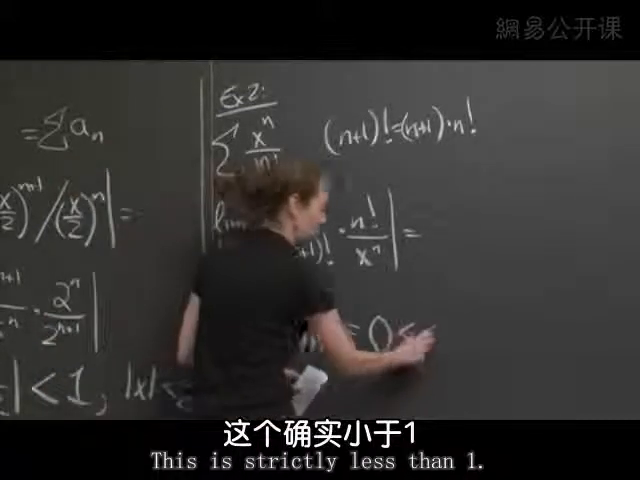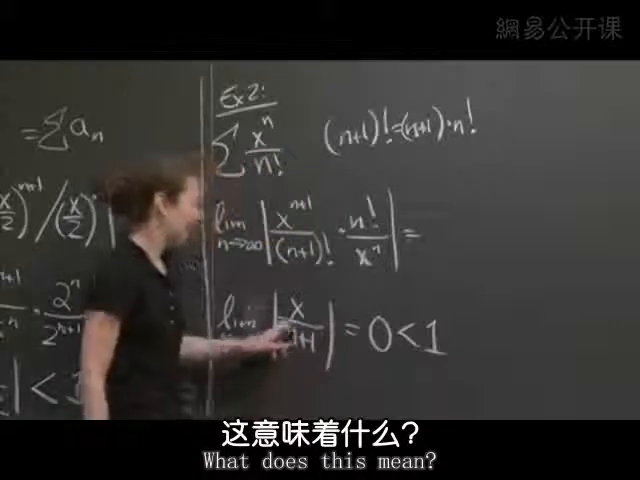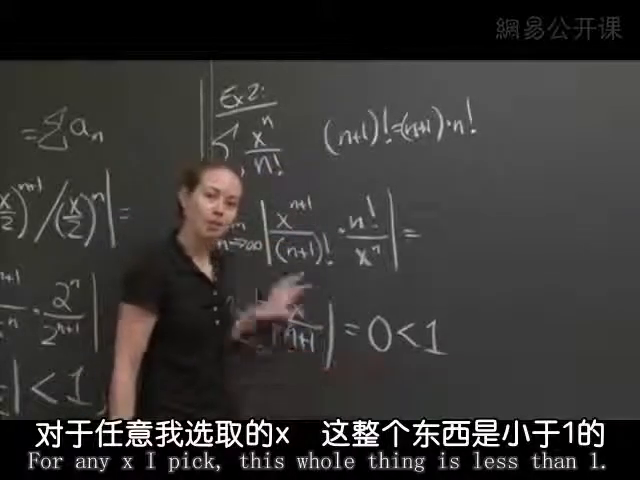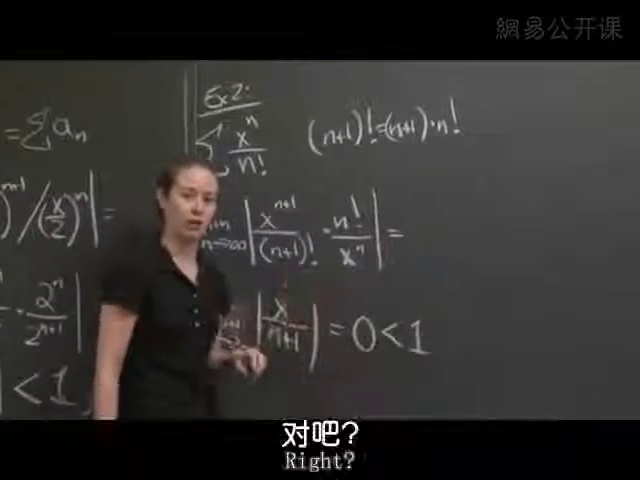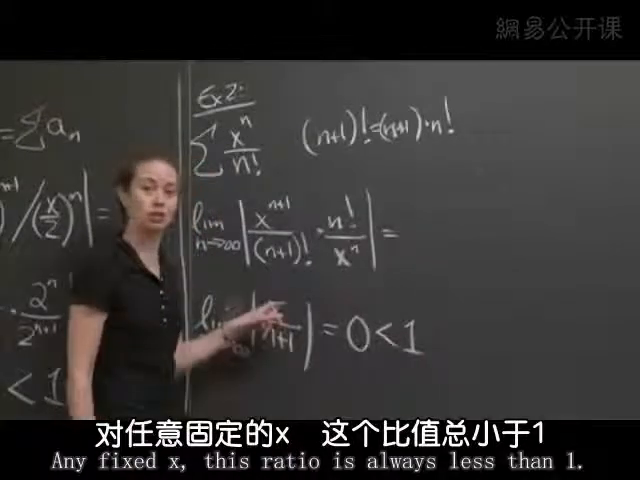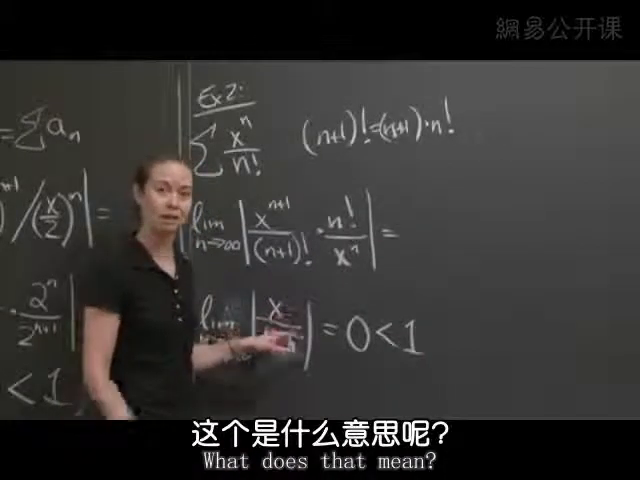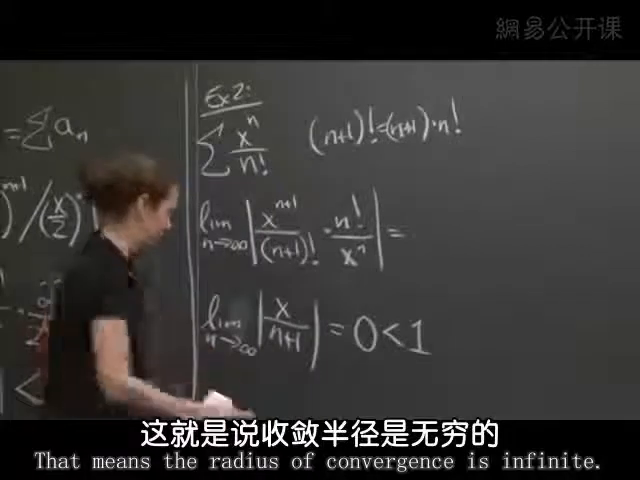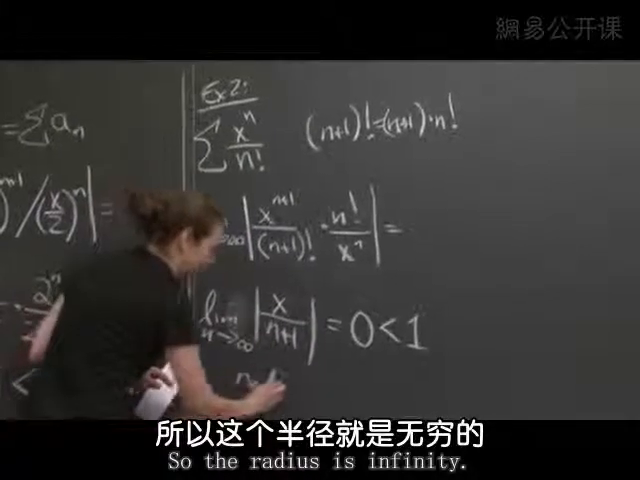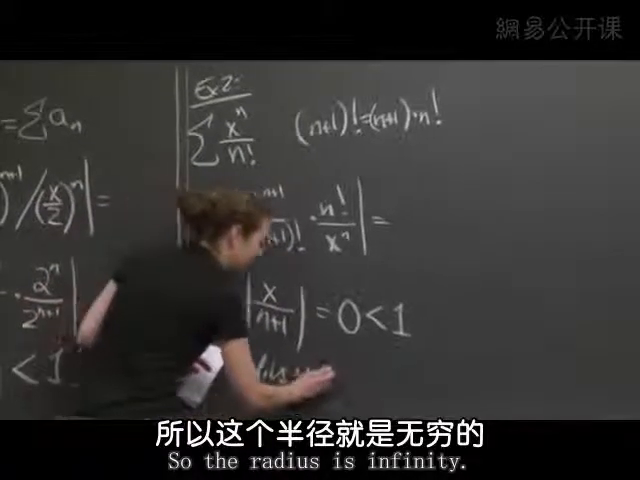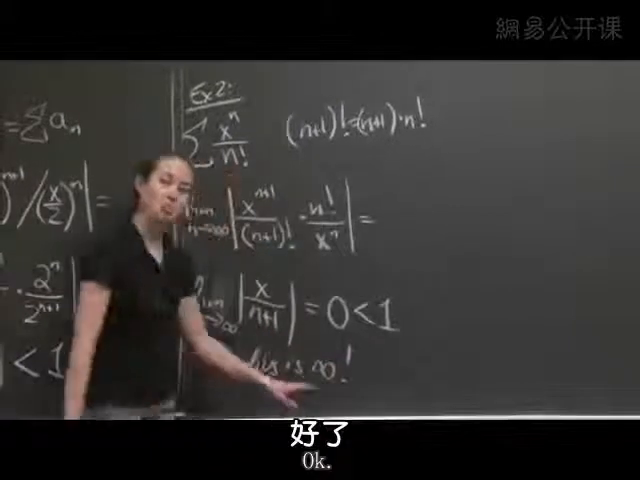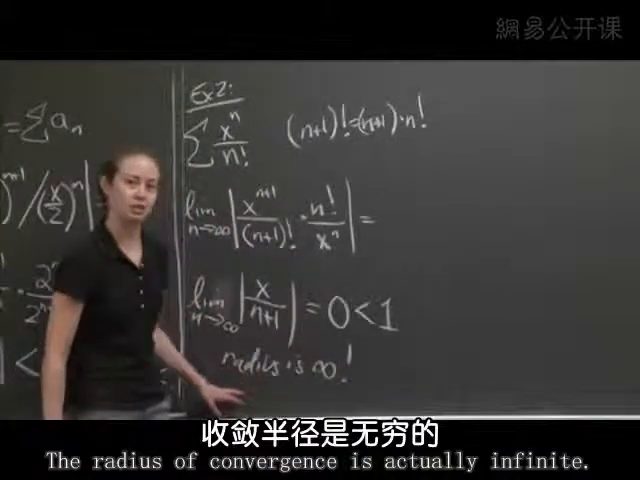This is strictly less than 1. What does this mean? For any x I pick, this whole thing is less than 1. Right? Any fixed x, this ratio is always less than 1. What does that mean? That means the radius of convergence is infinite. So the radius is infinity. Okay, the radius of convergence is actually infinite.